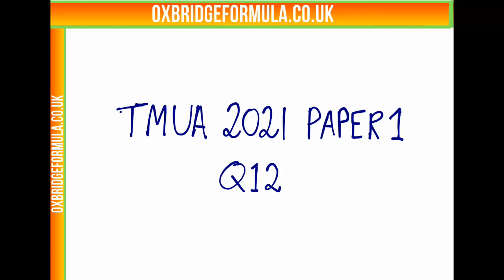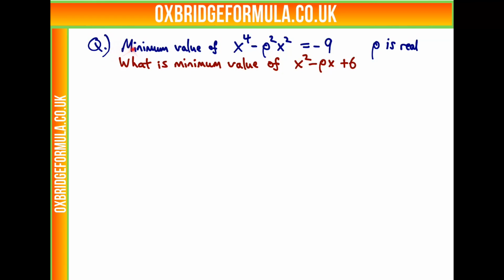This is TMUA 2021, Paper 1, Question 12. Okay, we're told that the minimum value of x to the 4 minus p squared x squared is equal to negative 9, and p is a real number. And we're asked to work out the minimum value of this quadratic, which is x squared minus px plus 6. Okay, so p is unknown.